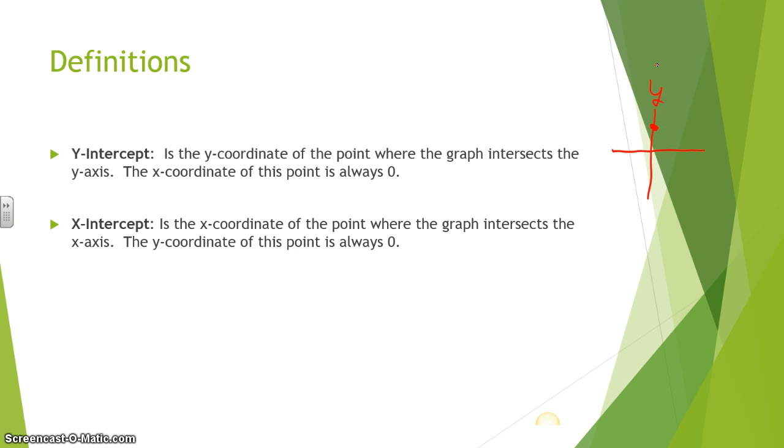The x-intercept is the x-coordinate of the point where the graph intersects the x-axis. And when you're trying to find the x-intercept, the y-coordinate of this point is always going to be 0. So if I have a coordinate grid and I have a line, the point that goes through the x-axis would be my x-intercept.